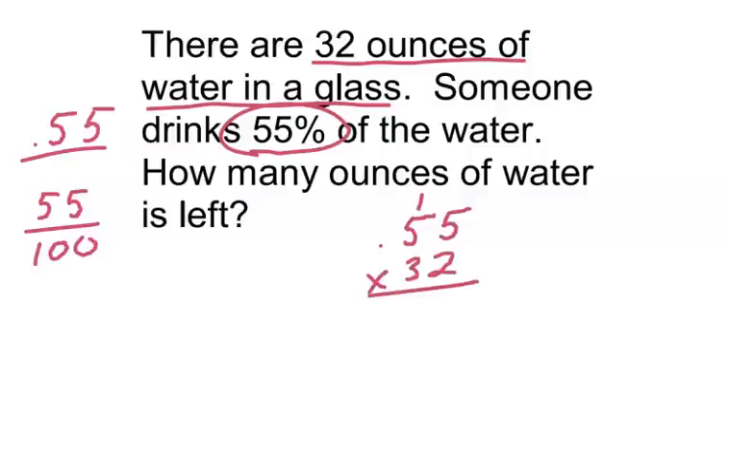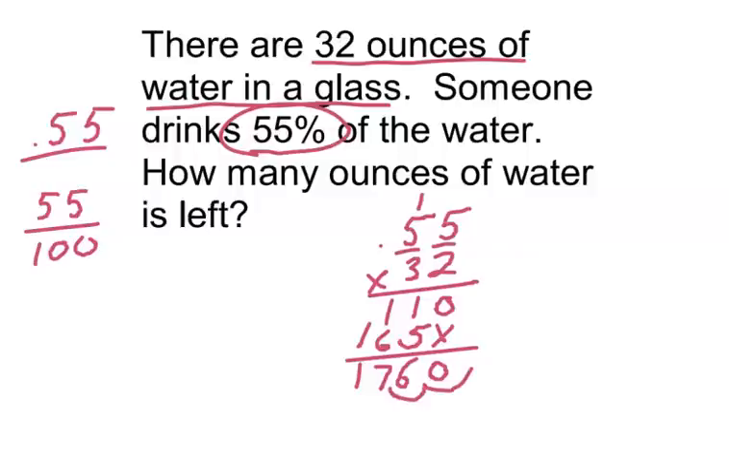All right, 2 times 5 is 10. 2 times 5 is still 10, plus 1 more is 11. Put the little spacer there. 3 times 5 is 15. 3 times 5 is still 15, plus 1 more is 16. Then we add. So we have 0. 5 plus 1 is 6. 6 plus 1 is 7. And then 1. How many places do we have to move the decimal? There's 2 numbers to the right of the decimal, so let's bounce it over this way. So it's going to be $17.60. Okay, this is the 55% of the water that was drank.